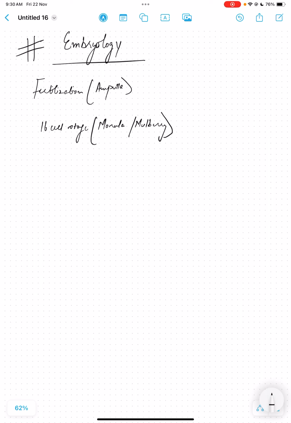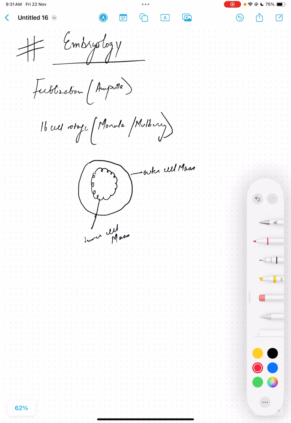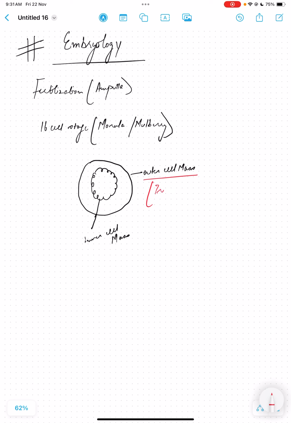Suppose I have drawn this here. This one is the outer cell mass, and this one is the inner cell mass. The outer cell mass is called trophoblast, and the inner cell mass is called embryoblast.